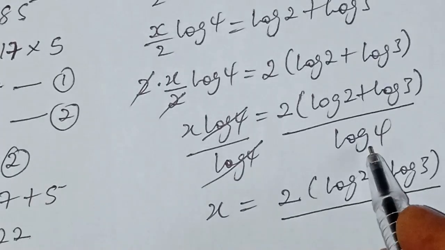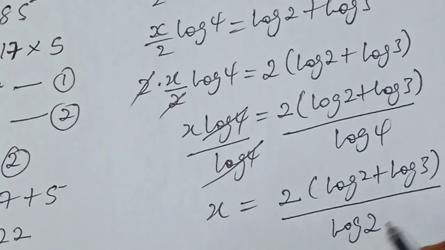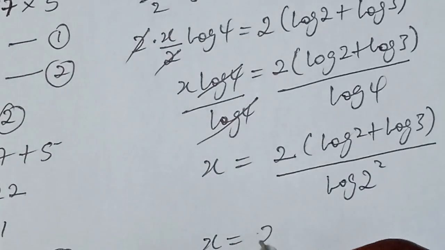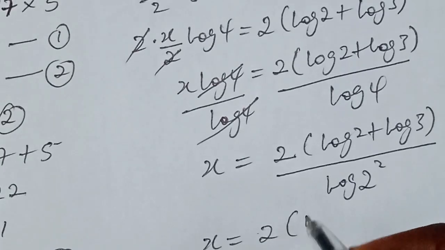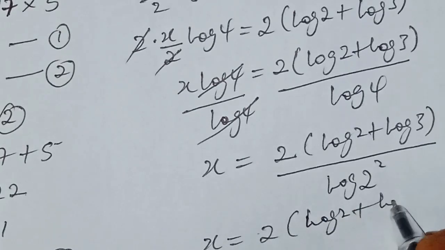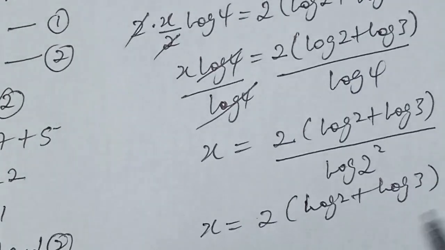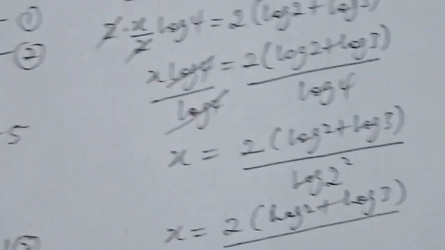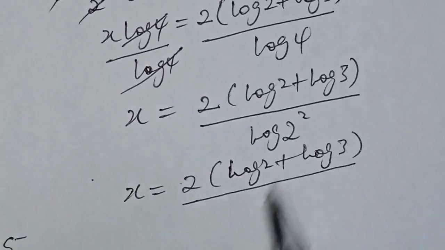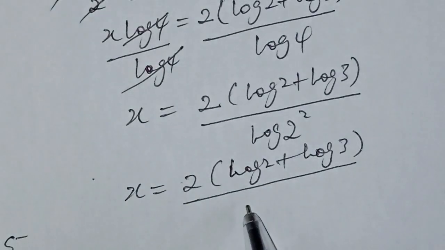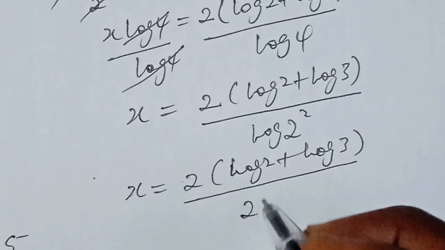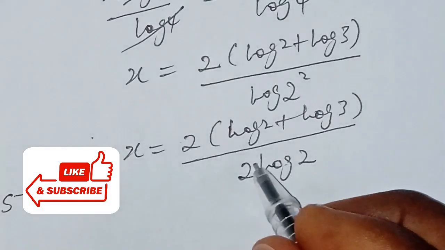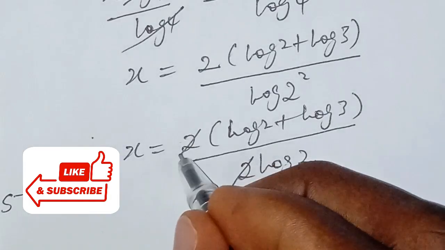over this log of 4, which can be simplified as log of 2 power 2. Now we have x equal to 2 into bracket log of 2 plus log of 3, close the bracket, over this power, then come down to the base. So we have 2 log of 2. And this gives us these 2 to cancel out with these 2.